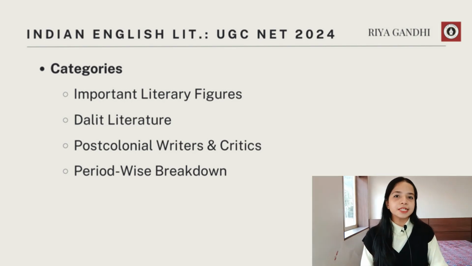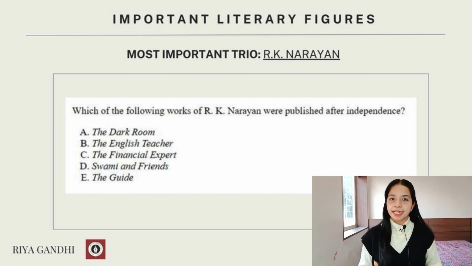Having said that, let's move on and discuss the questions that were asked in UGC NET English exam related to the first category, which is the important literary figures. So under the category of the most important literary figures, first of all, there will be the most important trio of Indian English literature, and that is Mulk Raj Anand, R.K. Narayan and Raja Rao. These 3 writers have played a pioneering role in the development and expansion of Indian English literature. So definitely you can expect questions related to this trio in UGC NET English exam.